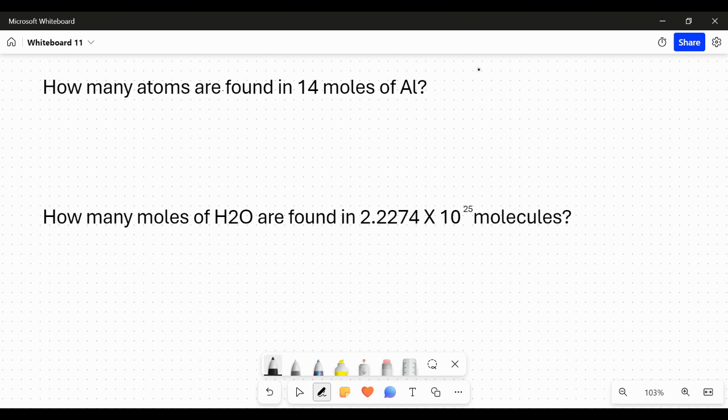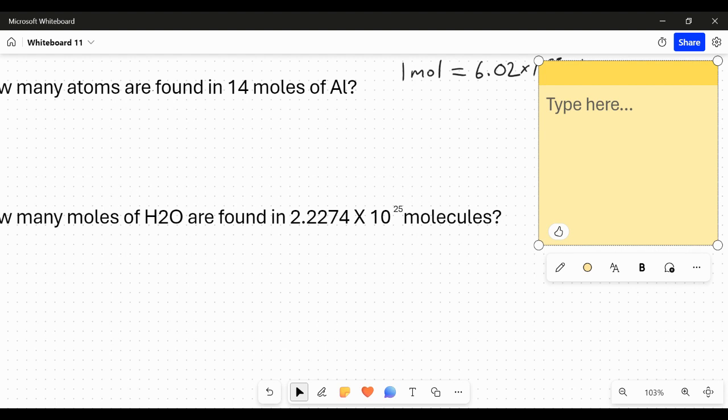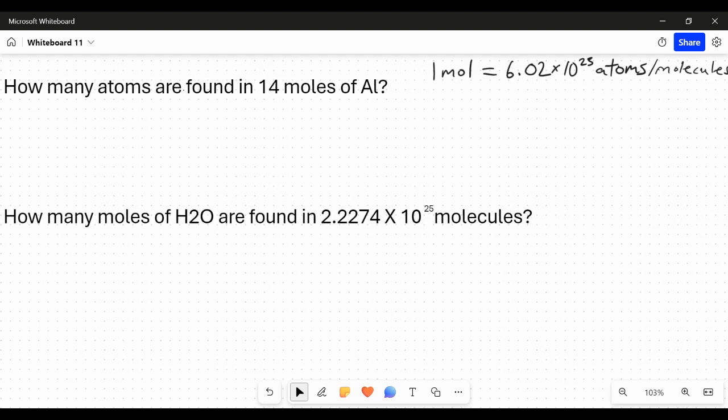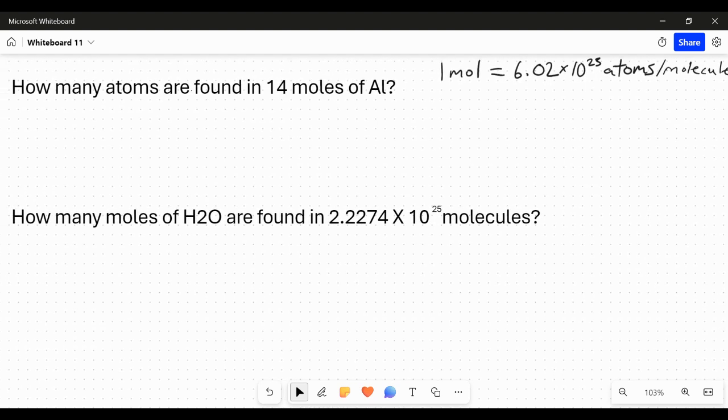The relationship we're going to use is one mole is equal to 6.02 times 10 to the 23rd power atoms. Now, it can be atoms or molecules. The two can be used, not interchangeably, but the name switches depending on if you're dealing with an element or an atom, or an element or a compound. So let's look at some example problems.